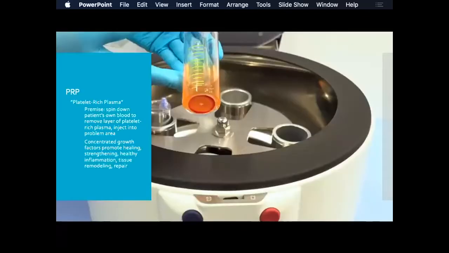PRP, so what you're looking at, that big image there, that red disc is the platelet-rich plasma that's been spun down by that machine. So the premise: you take the patient's own blood, spin it down 1 or 2 times to remove the layer of platelet-rich plasma and inject that into the problem area. So basically concentrated growth factors, those promote healing, strengthening, healthy inflammation, tissue remodeling, and repair.